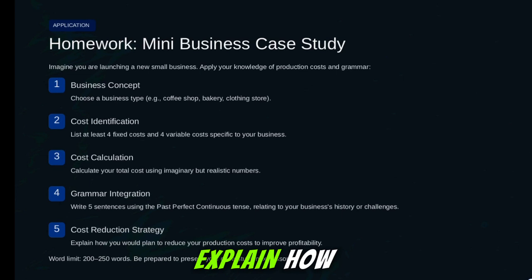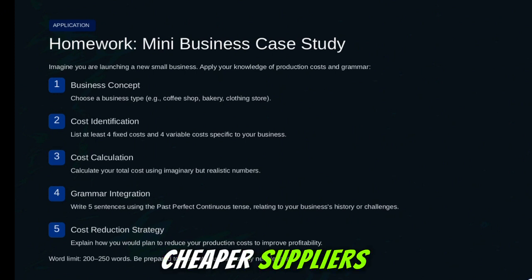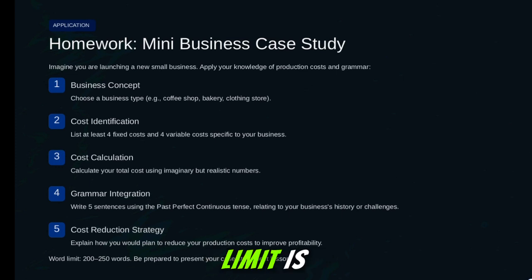And finally, explain how you would reduce costs to make more profit. For example, you can buy materials in bulk, reduce waste, save energy, or find cheaper suppliers. Your word limit is 200 to 250 words, and you should be ready to present it in the next lesson.